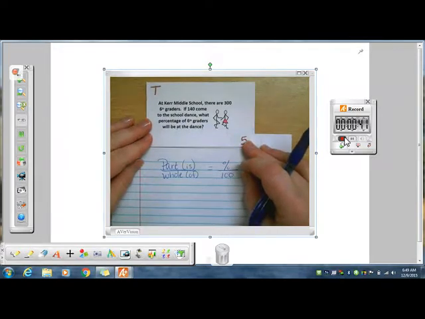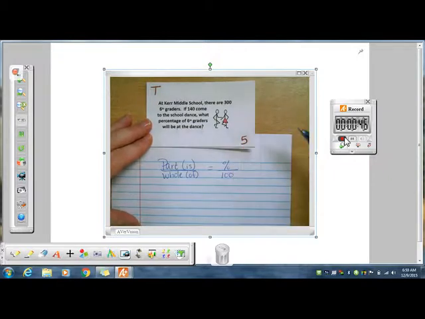Alright, so here's our first one. At Kerr Middle School, there are 300 sixth graders. If 140 come to the school dance, what percentage of the sixth graders will be at the dance? Well, the question asks me what percentage, so I know my percent is going to be my X value. The 100 always stays the same, so we leave that alone. Now we need to just figure out which one's the part and which one's the whole.